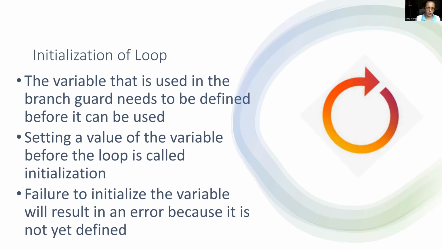Let's take a moment to talk about the initialization of the loop. The variable that's used in the branch guard needs to be defined before it can be used, because whenever Python tries to access something in the variable table that's not there, you will get an error. Setting a value of the variable before the loop is called the initialization. Failure to initialize the variable will result in an error because it is not yet defined.